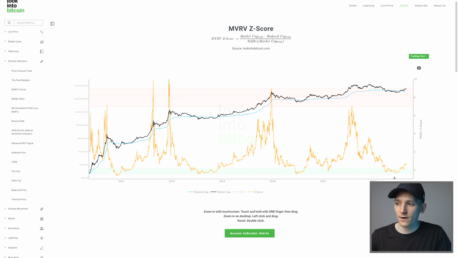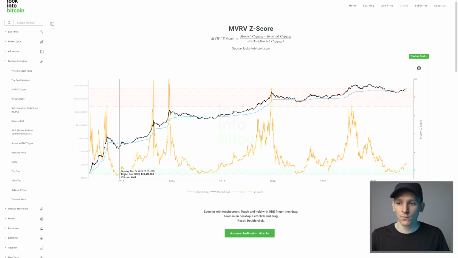Conversely, you can see down at the bottom that during bear markets and drawdowns, the realized cap or the MVRV shoots way down lower. And this means that coins are much cheaper last time that they were transacted, because obviously in relation to the price during the bull market, the price is much lower.